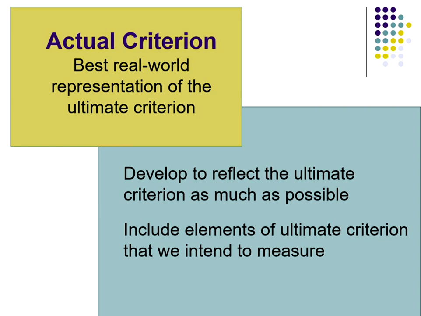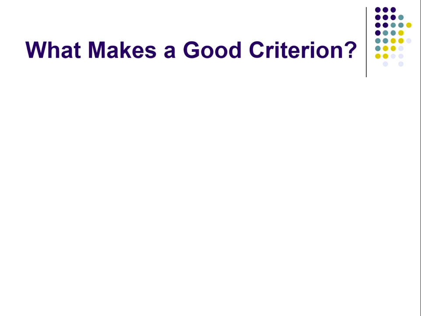So that's what we're talking about here with the actual criterion in IO psychology. We're talking about figuring out real-world representations that could be measured and could be quantified that contribute to the ultimate criterion or are part of the ultimate criterion, knowing that we probably aren't going to hit the whole ultimate criterion.